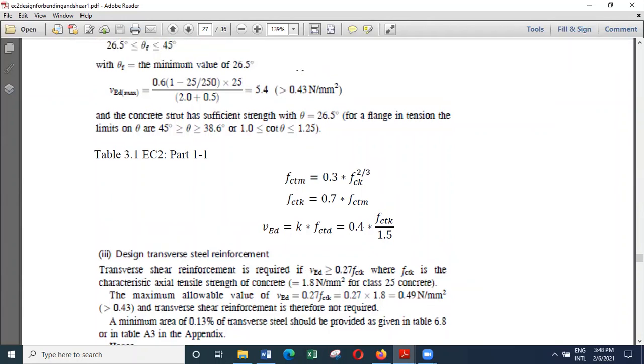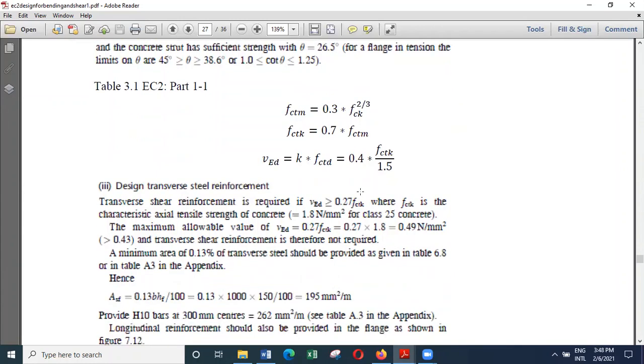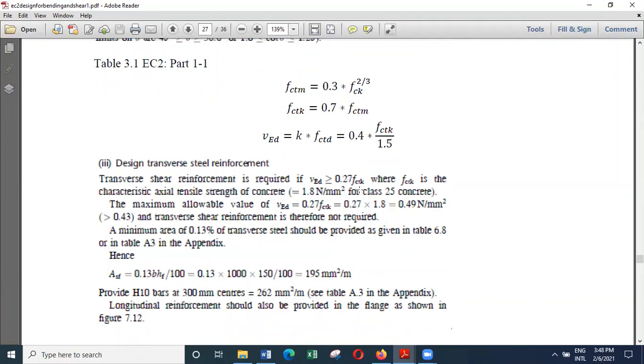The stress that is acting due to this flange action is 0.43, which means we don't have to provide design reinforcement. There's no need to design the reinforcement. If we just provide nominal reinforcement, it will be adequate. And then we'll just provide the nominal reinforcement, not the design reinforcement.